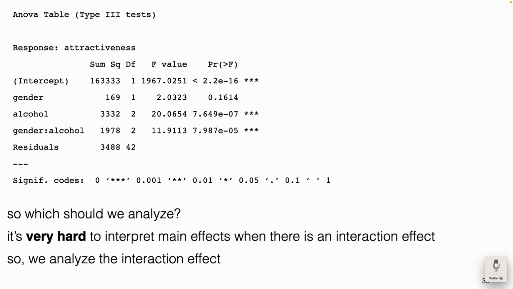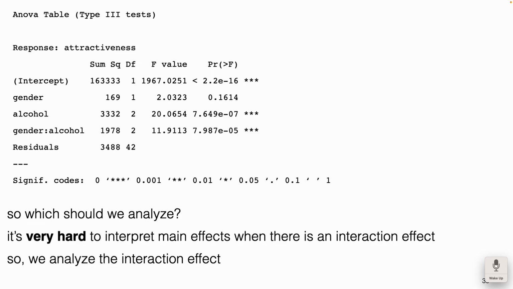So where do we go from here? When you see an interaction effect, it's very hard to interpret the main effects, because we know that a certain gender-alcohol combination is different. What does it mean that alcohol is different? Is that mostly due to that interaction effect, or is it because on average they're all kind of lower? It's very difficult to tell.